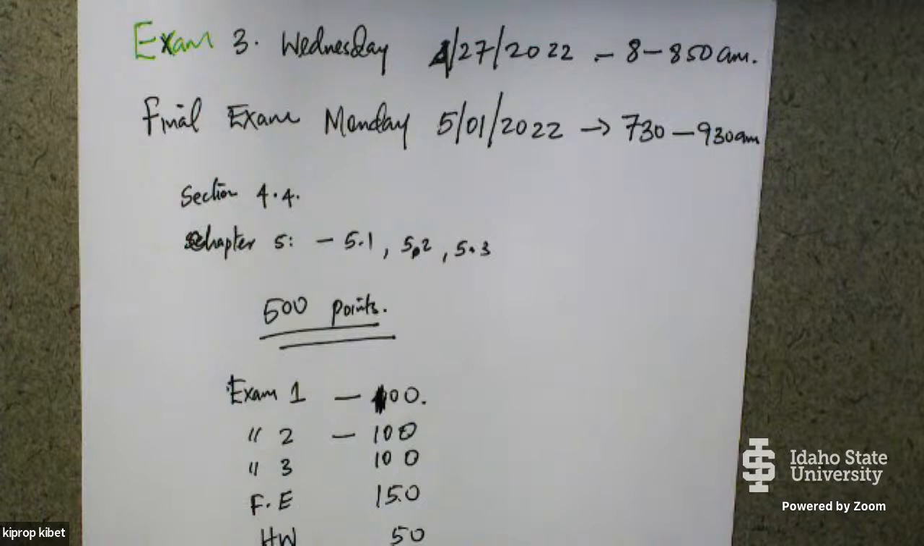So you might not know your grade up to this point. You need to know how many points you need to get an A. To get an A, I think I gave it to you, it's 465 and above. So try 465 and above. Okay, any question?